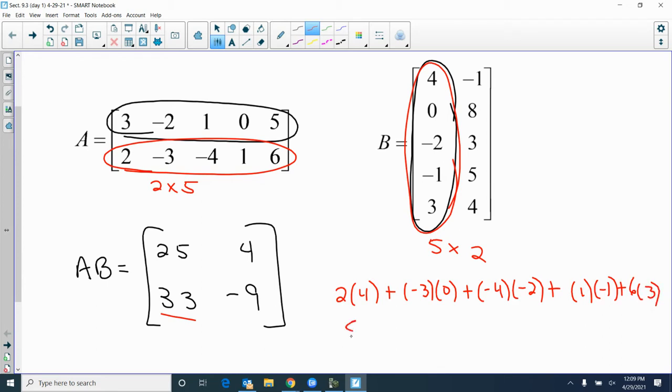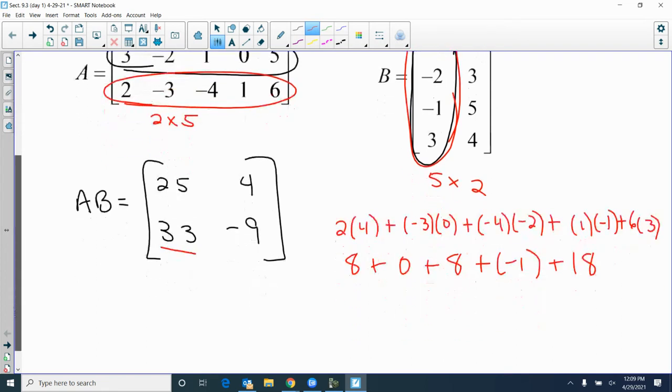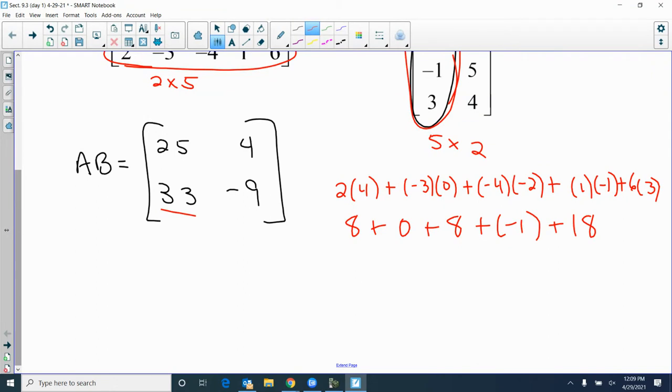That's 6 times 3. So I get 8 plus 0. Make sure that's a positive 8. Plus negative 1 plus 18. So you said you had 17? Yeah. 8 and 8 is 16. 16 minus 1 is 15. 15 plus... I don't know what you did. Unless you put a 0 here. No, that doesn't even make sense. If you made it a negative 8, that'd make it 17.